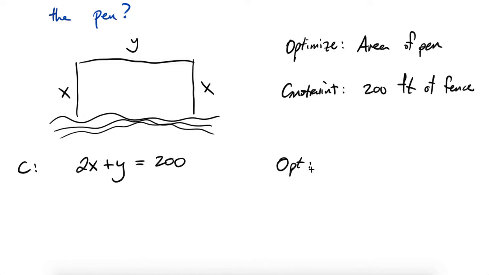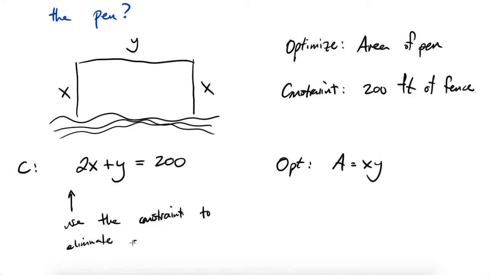The thing I'm trying to optimize is the area of a rectangle, so the area is going to be x times y. In general, when you're taking derivatives, unless you want to use implicit differentiation, you don't like to have more than one variable. So what we're going to try and do is eliminate a variable. Specifically, we use the constraint to eliminate one of our variables.